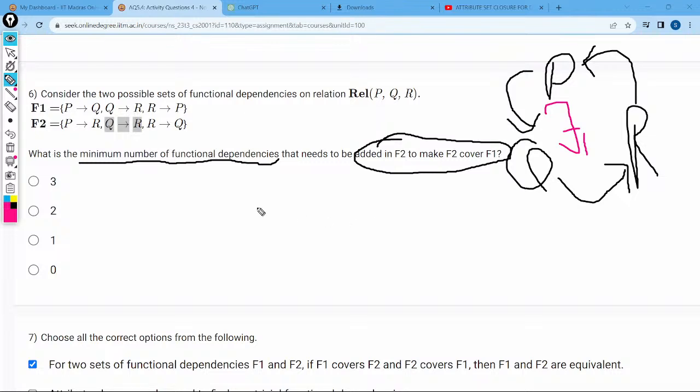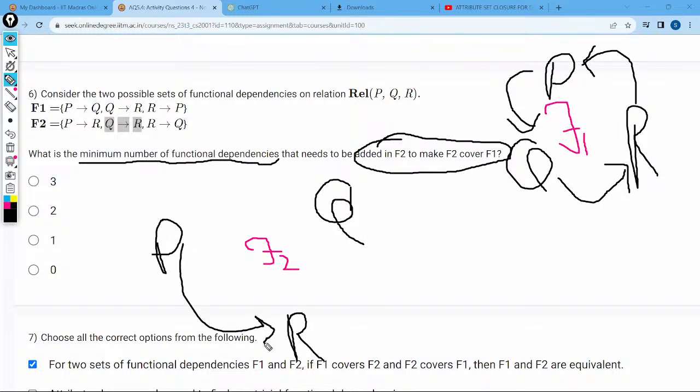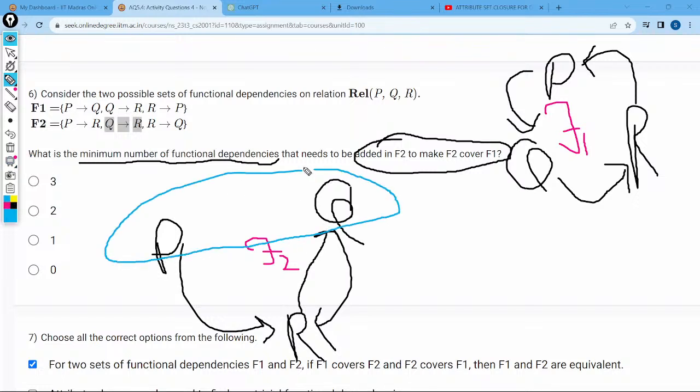For F2, what we are doing is making F2 cyclic. Let's make F2 cyclic. So this is P. This is Q, and this is R. So P to R already exists. Q to R already exists. R to Q already exists. So what we finally need is a singular relation between P and Q, right?